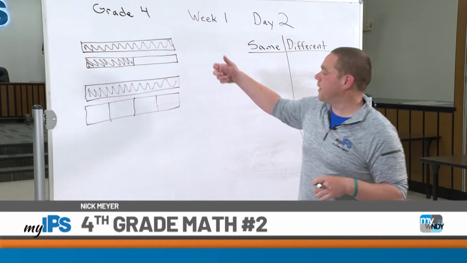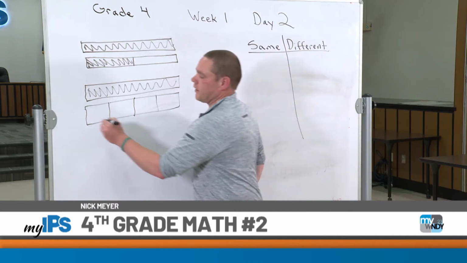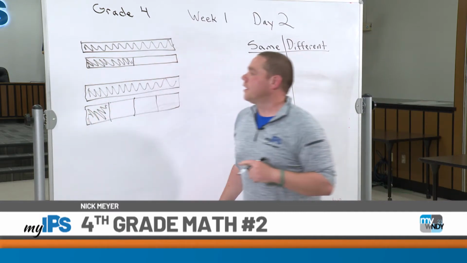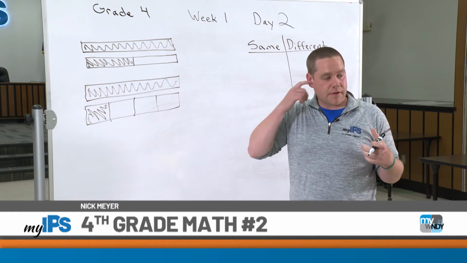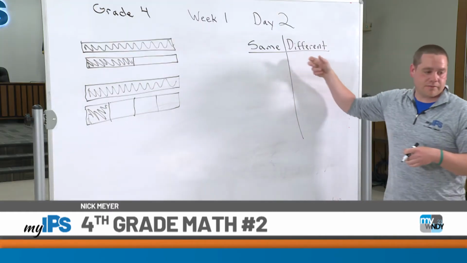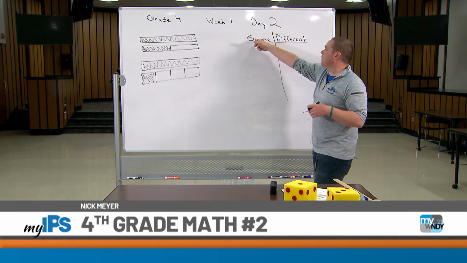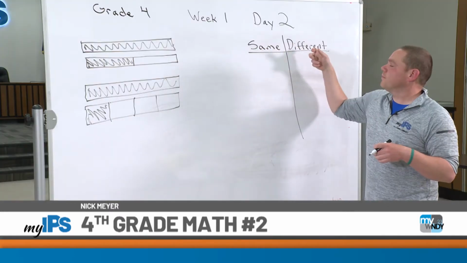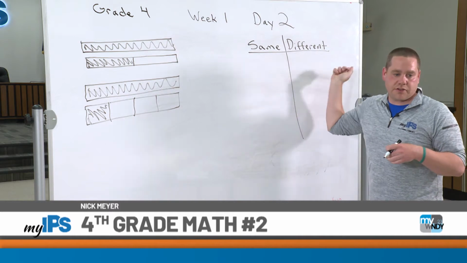So we're going to look at these 2 pictures. Uh-oh, that's shaded in on your packet. And we're going to say what's the same about these and what's different. So you're going to make a 2-column chart, and you're going to put across one side same, one side different, or a T-chart, your teacher might call it.